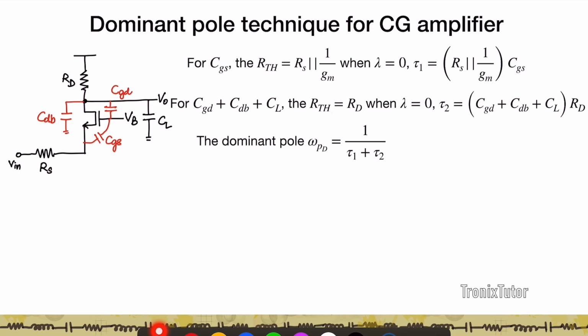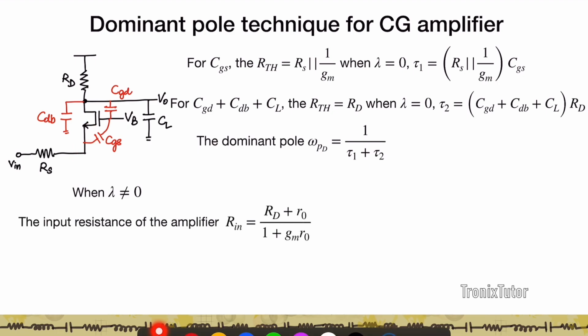Now when lambda is not equal to 0, again you know how to analyze the circuit. When lambda is not equal to 0, what happens is the input and output are connected via R0, and so therefore the input resistance, instead of it being 1 by Gm, now becomes RD plus R0 divided by 1 plus Gm R0, right? Similarly, the output, when I look down here, I'm not going to see infinity, I'm going to see Rs through this transistor. So it's going to be Gm R0 into Rs approximately. So looking down, I have Gm R0 Rs, looking up, I have RD.